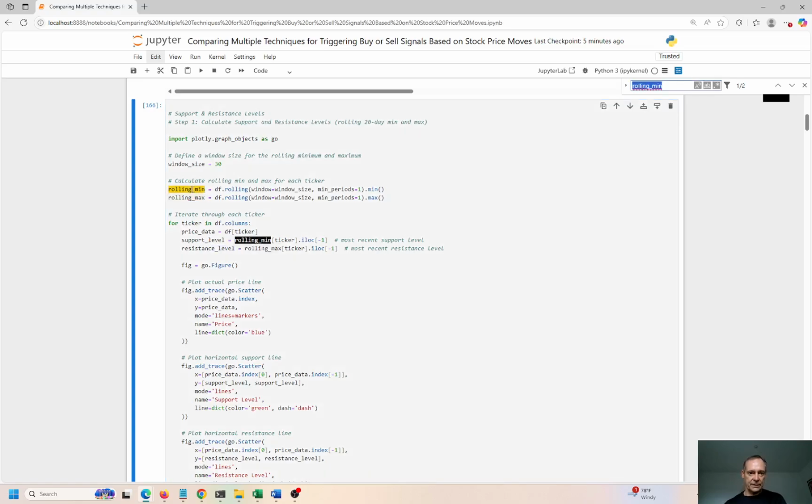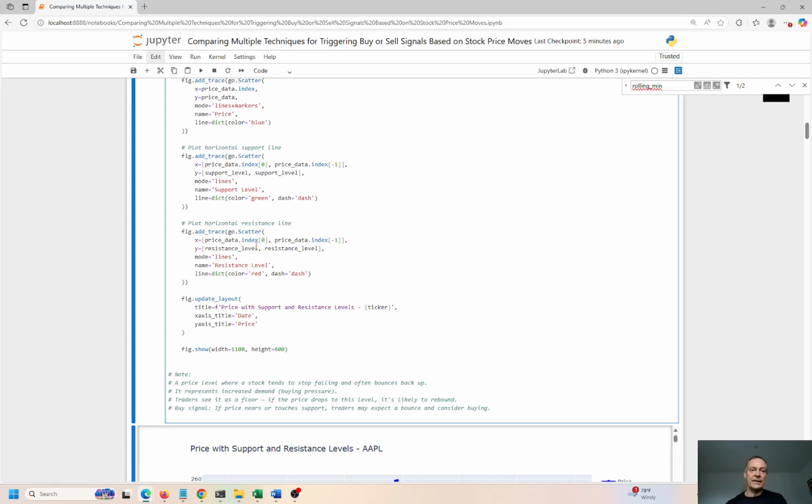Control F, Control C, Control F. So the support is the minimum. If you think about it, the support is on the bottom, that's the minimum. Resistance is the maximum, that's on the top.